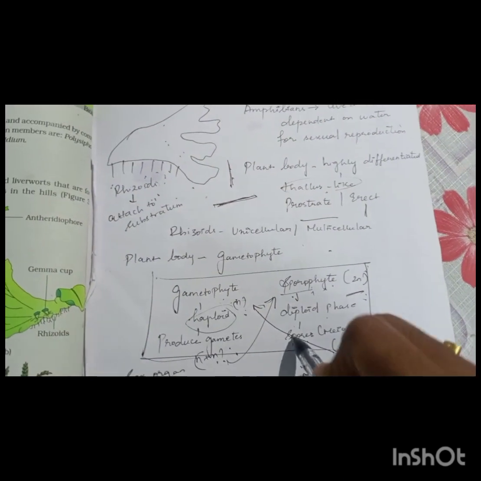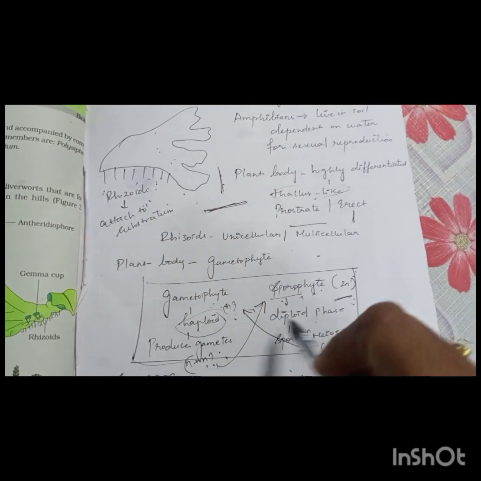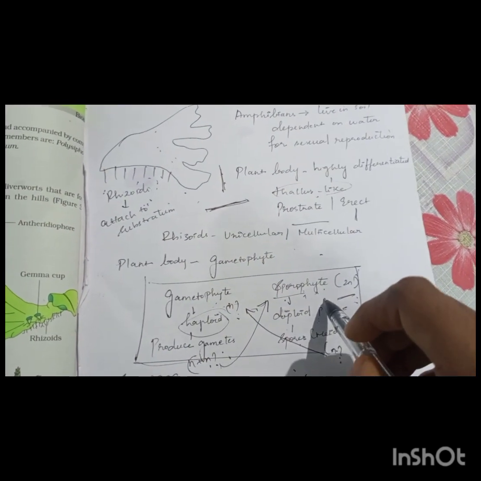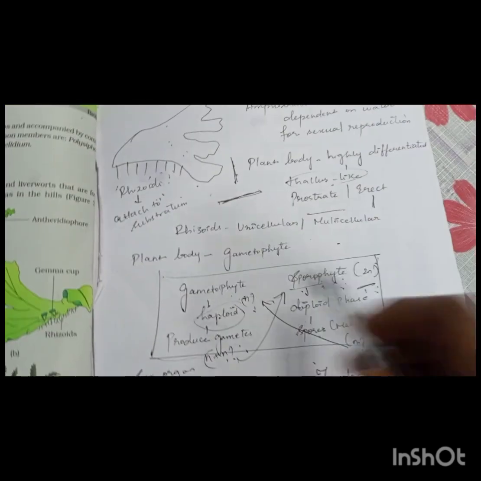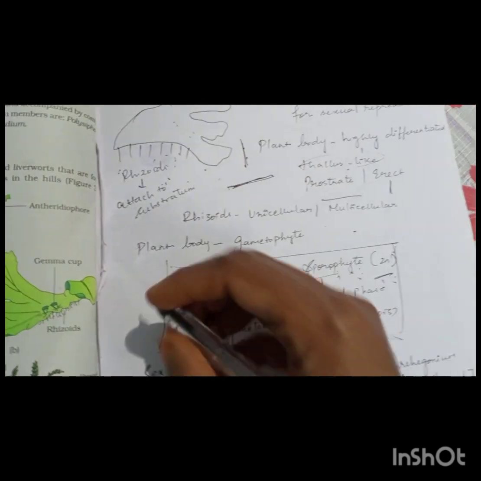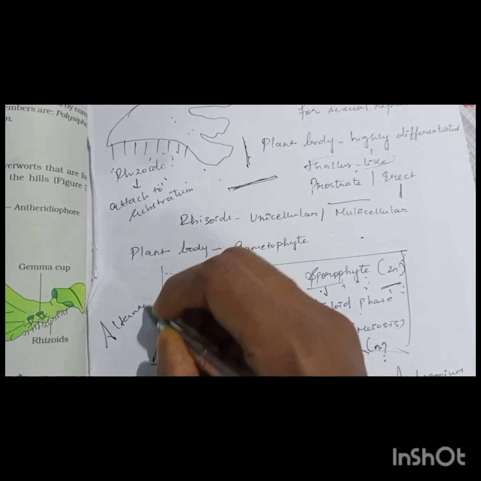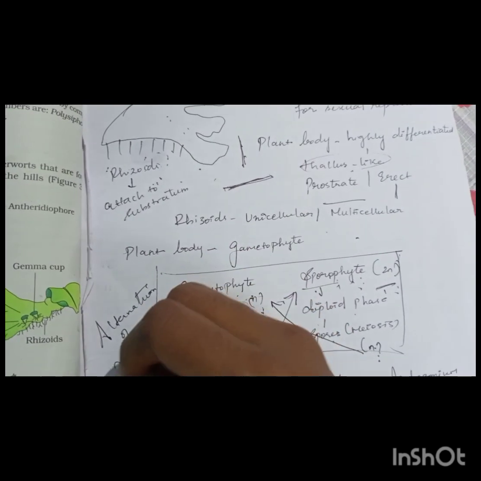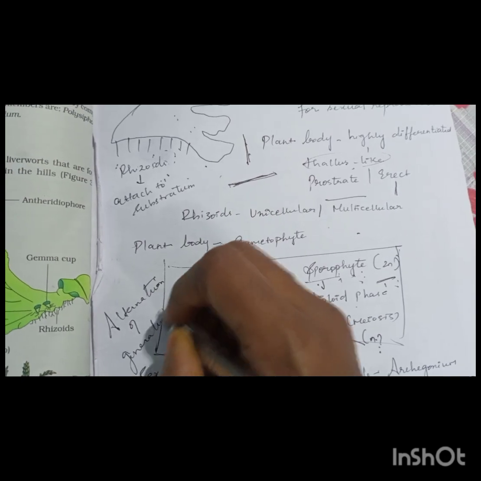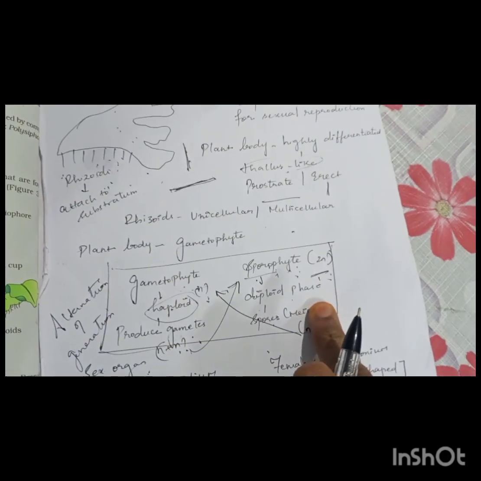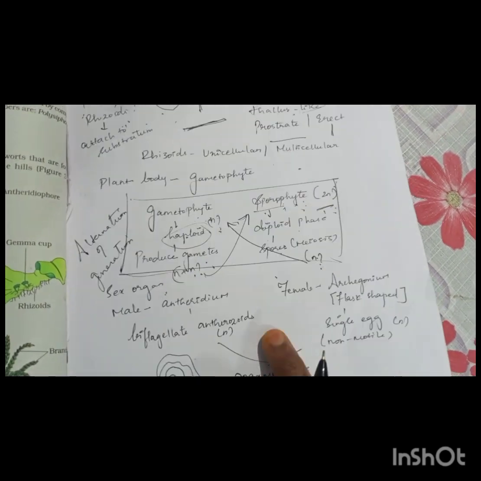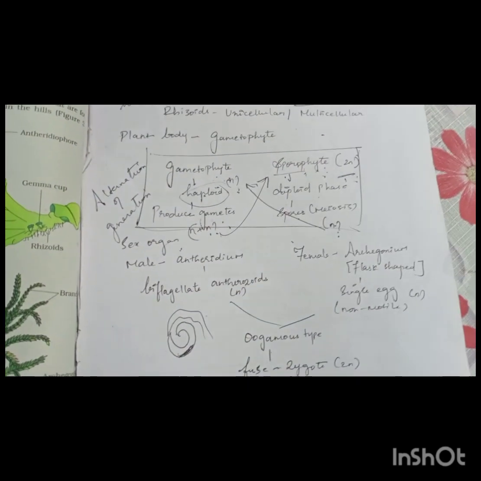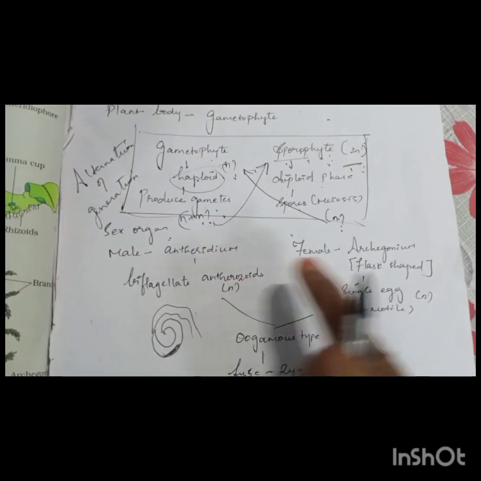So in a plant, two stages occur. One is gametophyte, another is sporophyte. The gametophytic stage is haploid and the sporophytic stage is diploid. These two stages alternate with each other. This is known as alternation of generation. So this gametophyte stage and sporophyte stage of the plant alternate with each other, which is known as alternation of generation.